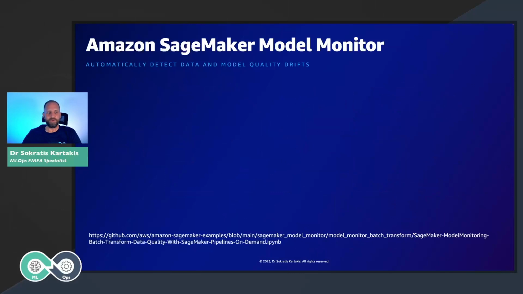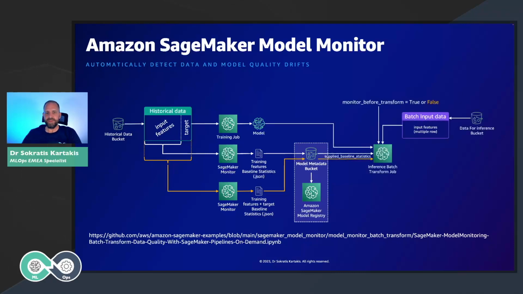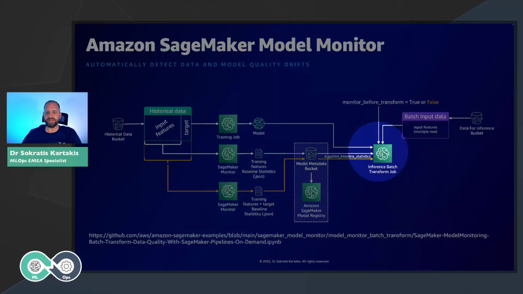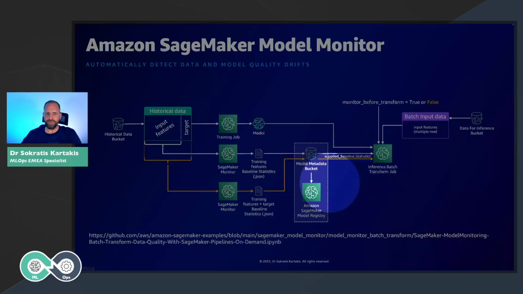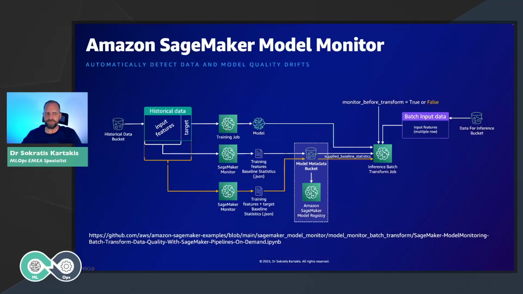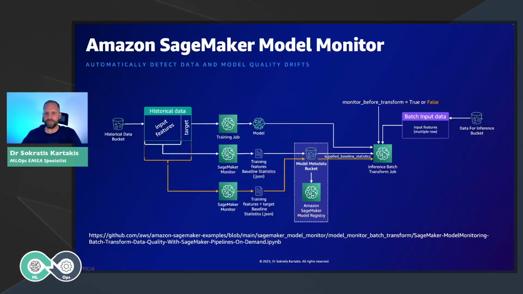One more example: we don't support monitoring only for real-time endpoints, but we also support the same flow for batch use cases. As we saw in the previous slide, we need to generate the baseline statistics. This is exactly the same process. But then what we have is a batch transform job to do the batch inference. What you can pass to the batch transform job is, first of all, the model that you want to run the predictions, the batch input data, and then it produces the results.